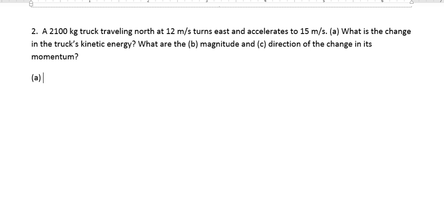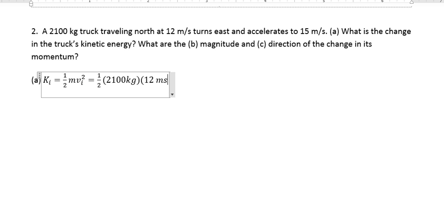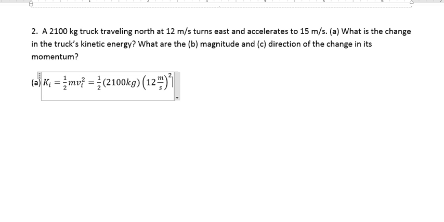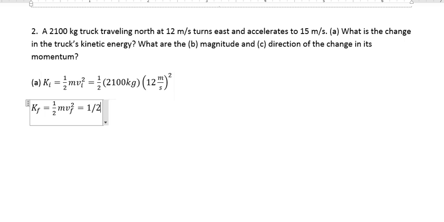So the initial kinetic energy is 1/2 m v_i squared, which is 1/2 times 2100 kilograms times 12 meters per second squared. And the final kinetic energy is 1/2 m v_final squared, which is 1/2 of 2100 kilograms times 15 meters per second squared.